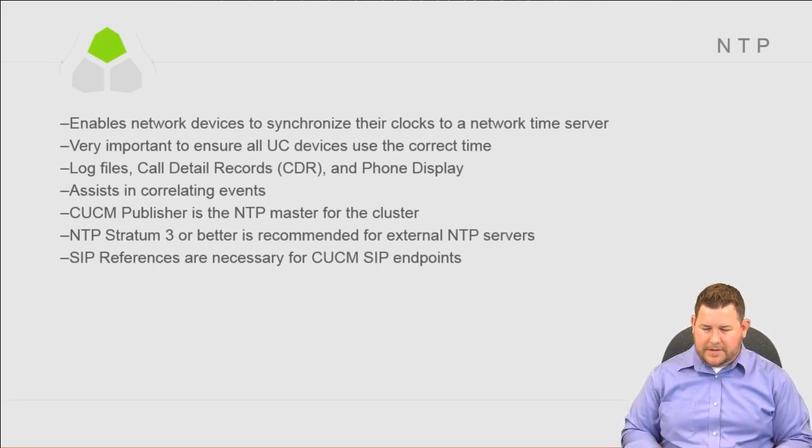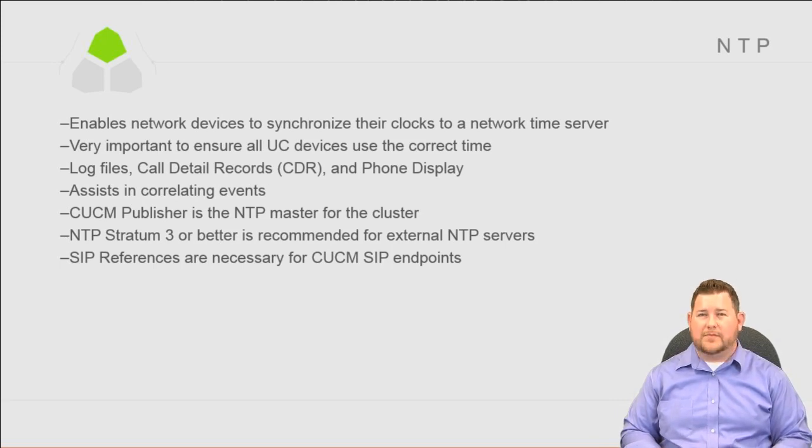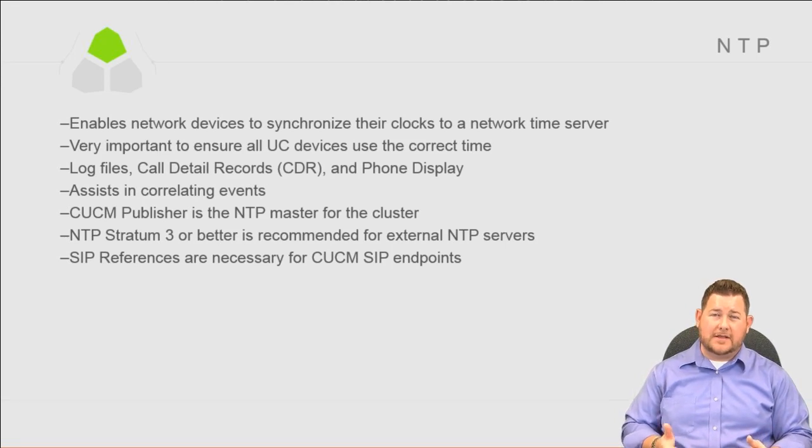The next thing here is the stratum level. Stratum is basically just another word for accuracy of the NTP server. If you have a stratum 1 server, that means it's deadly accurate. As you go down the list, I think it goes to stratum 15 or so, it gets worse. Not that it's that bad, but stratum 3 or better is recommended for external NTP servers if you're going to connect to them, just to make sure that the time you're synchronizing with is going to be absolutely correct. Your NTP servers need to be synchronized with a stratum 3 or better.